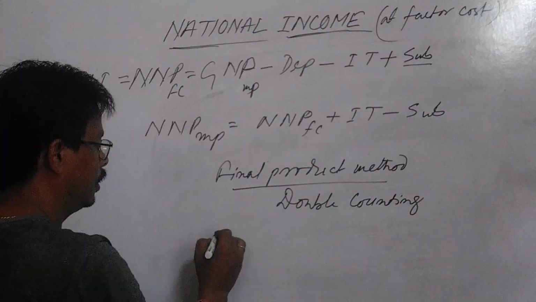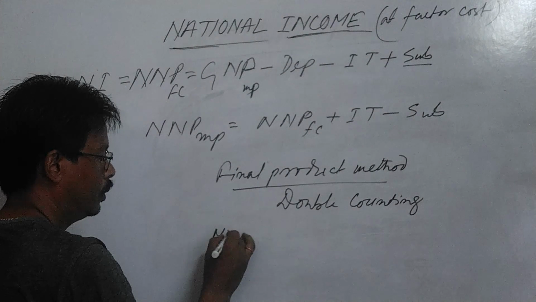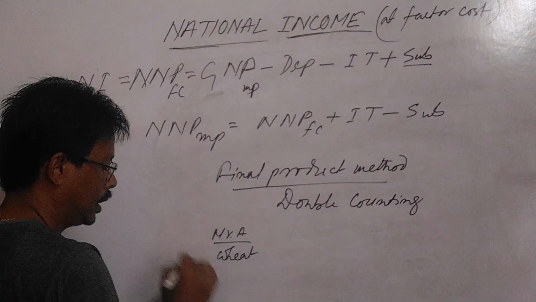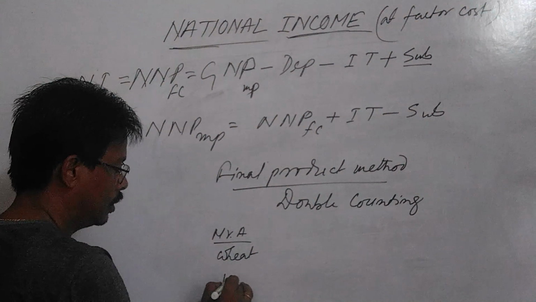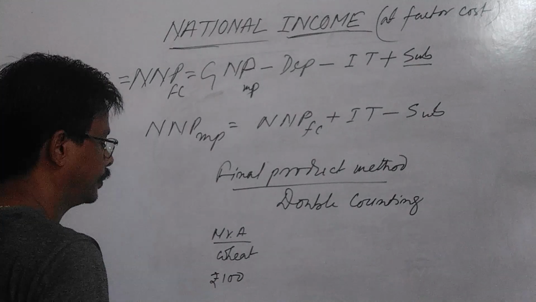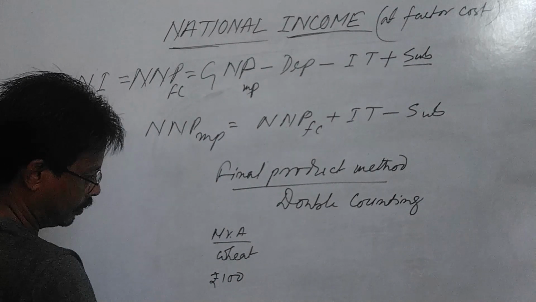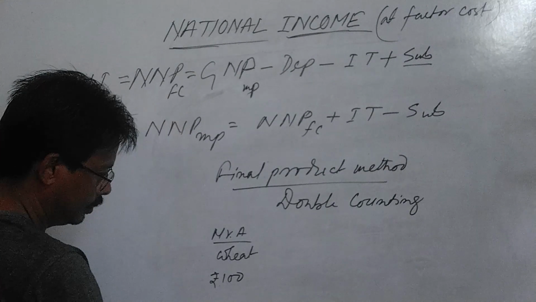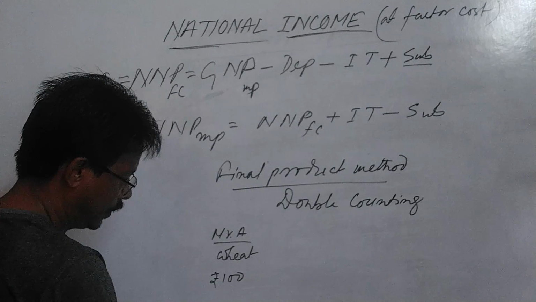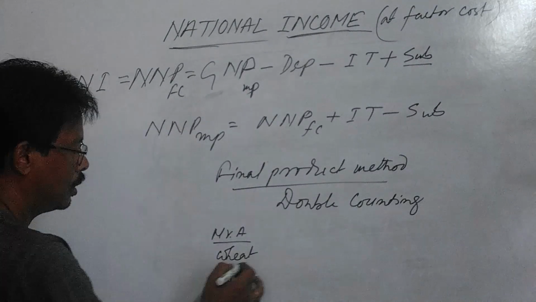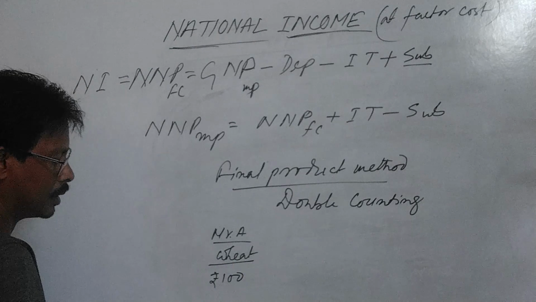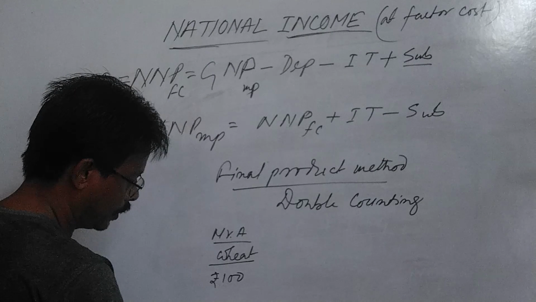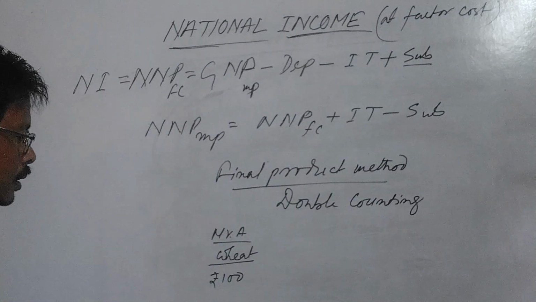Say for example, Mr. A, who is producing wheat worth rupees 100. He has consumed wheat worth rupees 50. Then what surplus does he have? Only a surplus of rupees 50 worth of wheat.